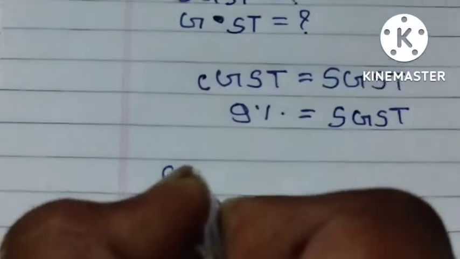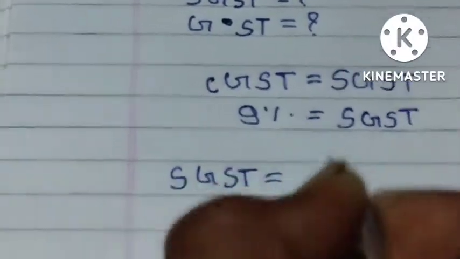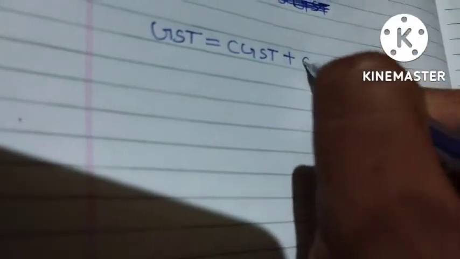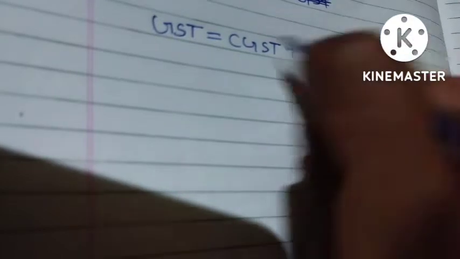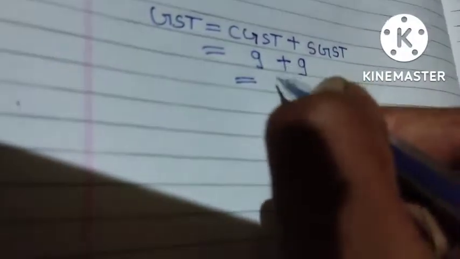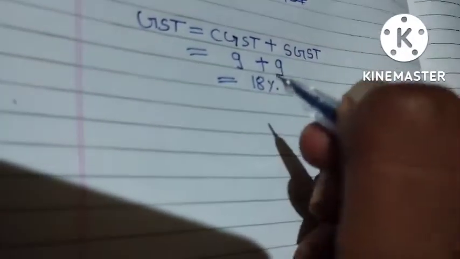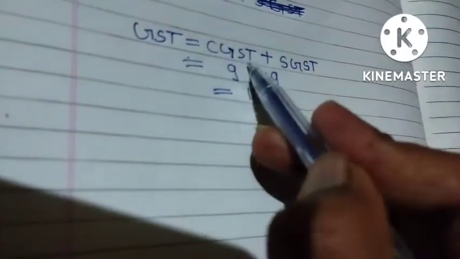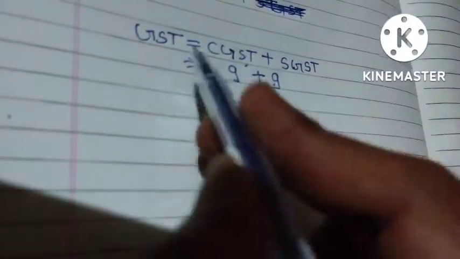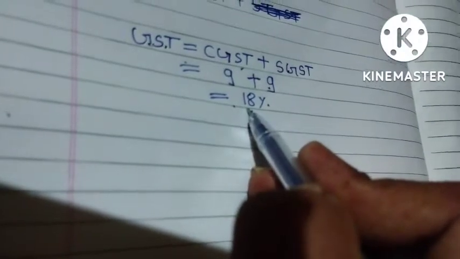So, SGST is equal to 9%. GST is equal to CGST plus SGST, which is equal to 9 plus 9. So, the GST will be 18%. GST is equal to CGST plus SGST, 9 plus 9 will be 18. So, the rate of GST is 18%. Let's move on to the next question. Let's see question number 3.